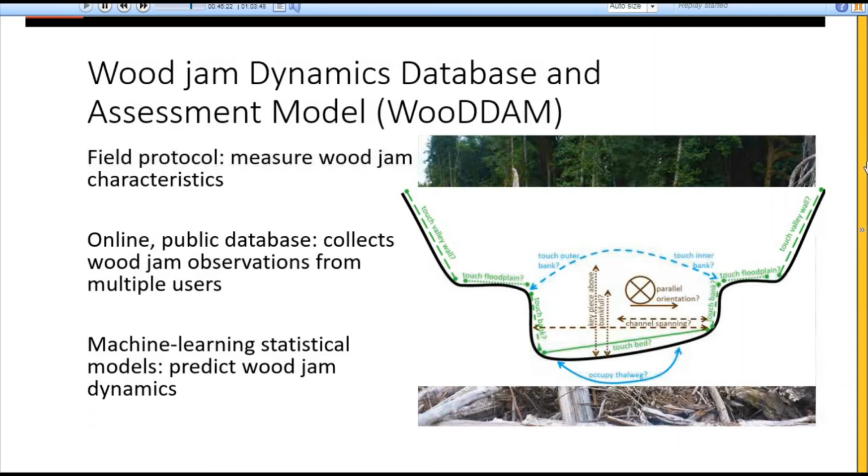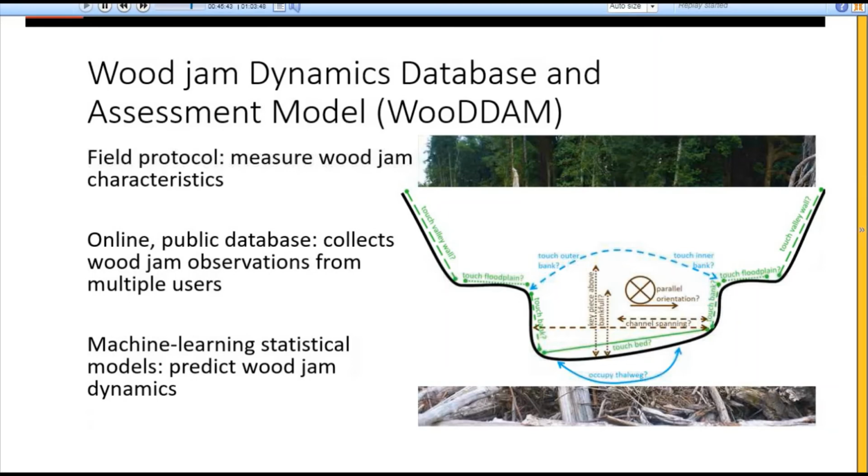And I like to use this figure to summarize those characteristics. So there's things like what parts of the valley bottom do the key pieces in the jam interact with? So the floodplain versus the banks or the bed. Do those key pieces extend above bankfull depth? In which case we wouldn't expect them to just float downstream during the next low flow.